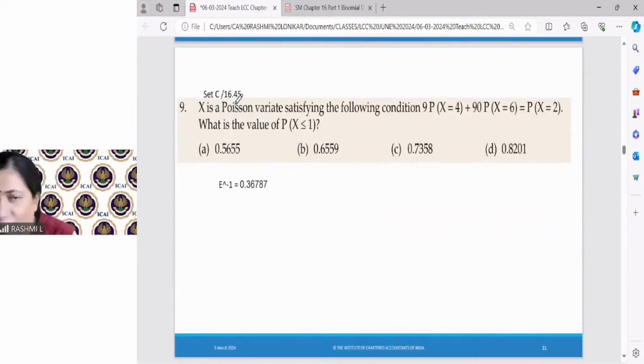Okay, I'll just take this one and then we'll go for the break and then we'll go to the normal distribution, I think. This is more for your information. So, in a Poisson variate, the following condition.